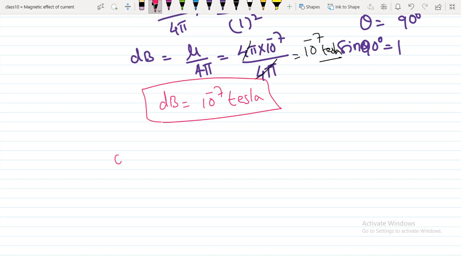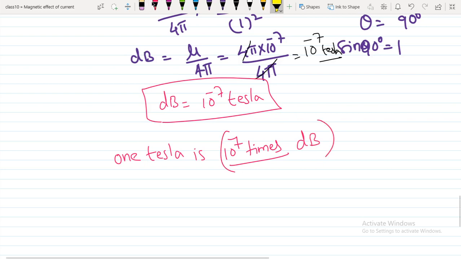So now we define 1 Tesla. 1 Tesla is 10 power 7 times the magnetic field produced by a current-carrying wire of length 1 meter, carrying 1 ampere current, at a distance of 1 meter from it, perpendicular to it. So 1 Tesla is 10 power 7 times that magnetic field.